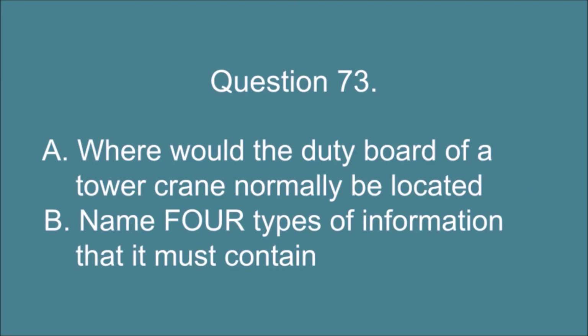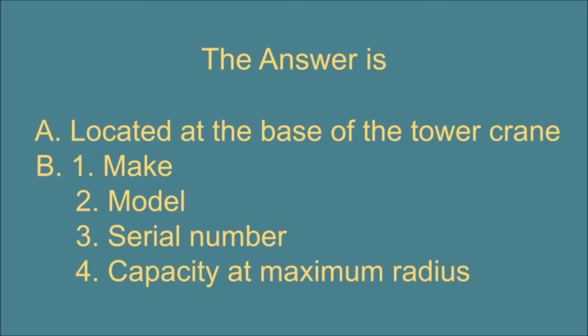Question 73. A. Where would the duty board of a tower crane normally be located, and B. Name 4 types of information that it must contain. The answer is: A. Located at the base of the tower crane. B. 1. Make. 2. Model. 3. Serial number. 4. Capacity at maximum radius.